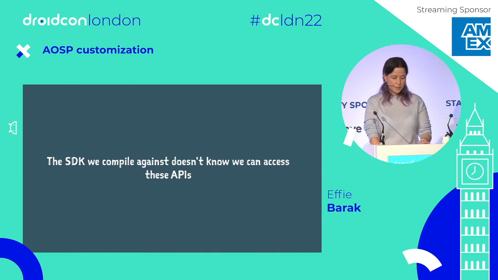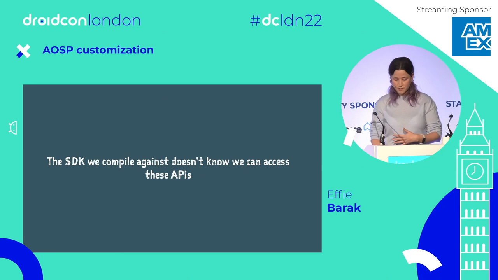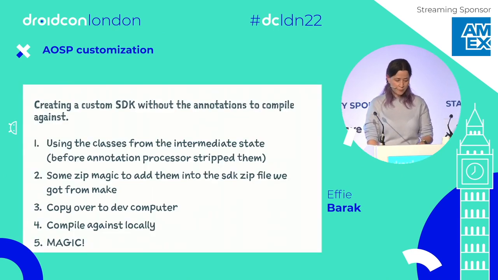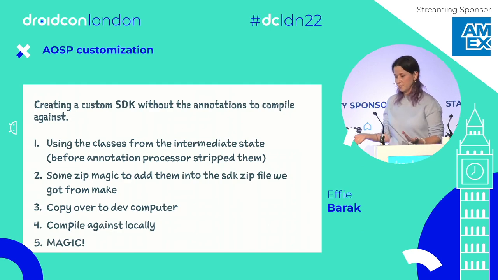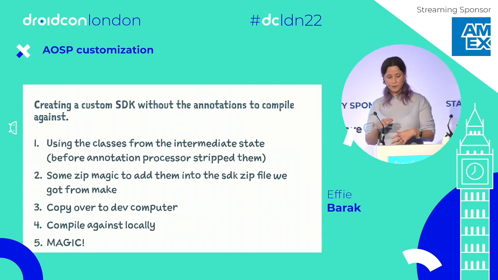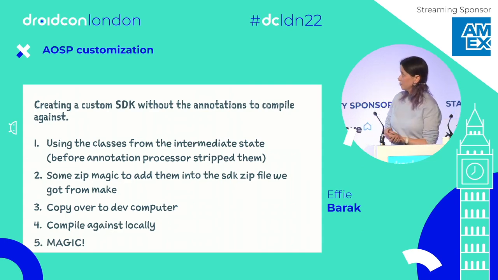And this is what we just summarized. The SDK we compile against doesn't even know we can access these APIs. And this is where we come to this tricky trick. We want to build a custom SDK, not because we want to ship this custom SDK. We want to build it just to be able to use it locally on our machine, because we want to be able to use all these APIs, and we want our APK to compile. Once we take our APK, compile it, and put it into the AOSP build, it will work. So this is more of a trick or a hack just to get past this problem.